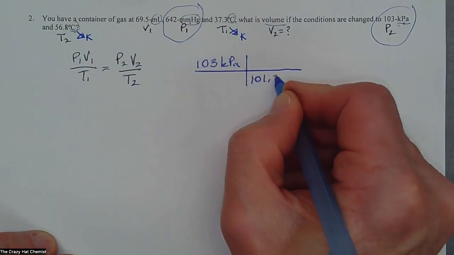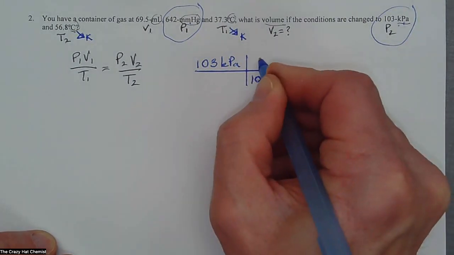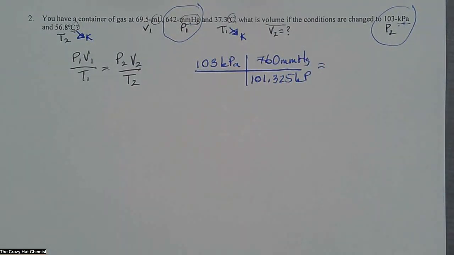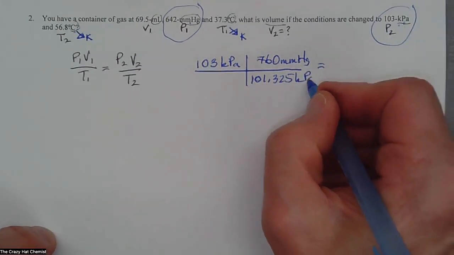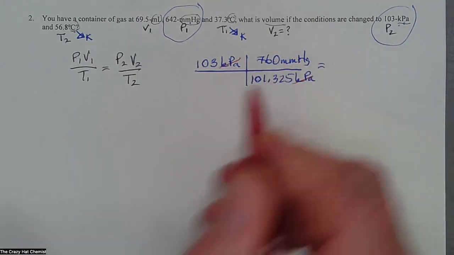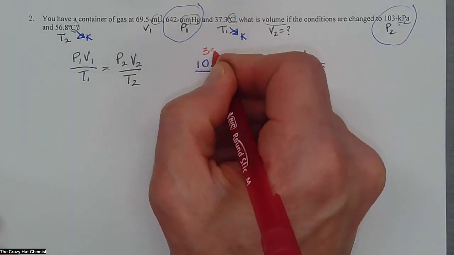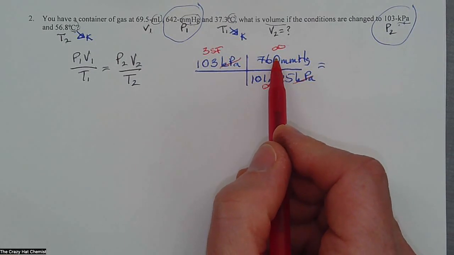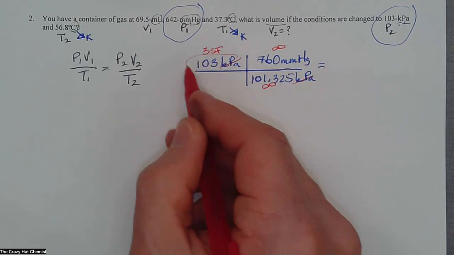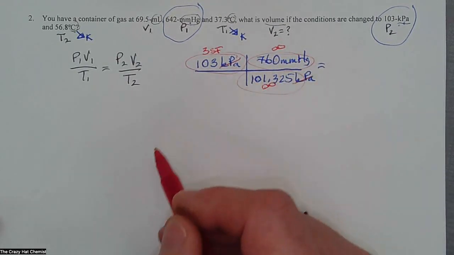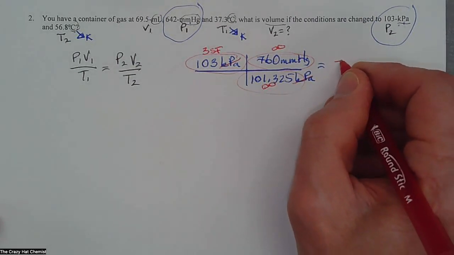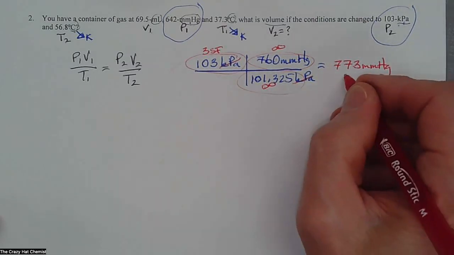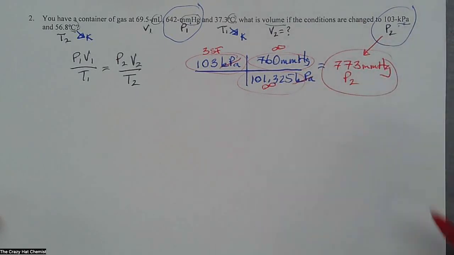This is 101.325 kilopascals. That's equal to 760 millimeters of mercury. Let's write that all in there. You notice that the kilopascals units cancel out. This has 3 significant figures. This has an infinite number, and this has an infinite number because both of these are equal to each other. These are definitions. So what we're going to do is take 103 times 760 divided by 101.325, and I'm going to get 3 significant figures of 773 millimeters of mercury. Now that is going to be pressure number 2. That is that number converted into millimeters of mercury.